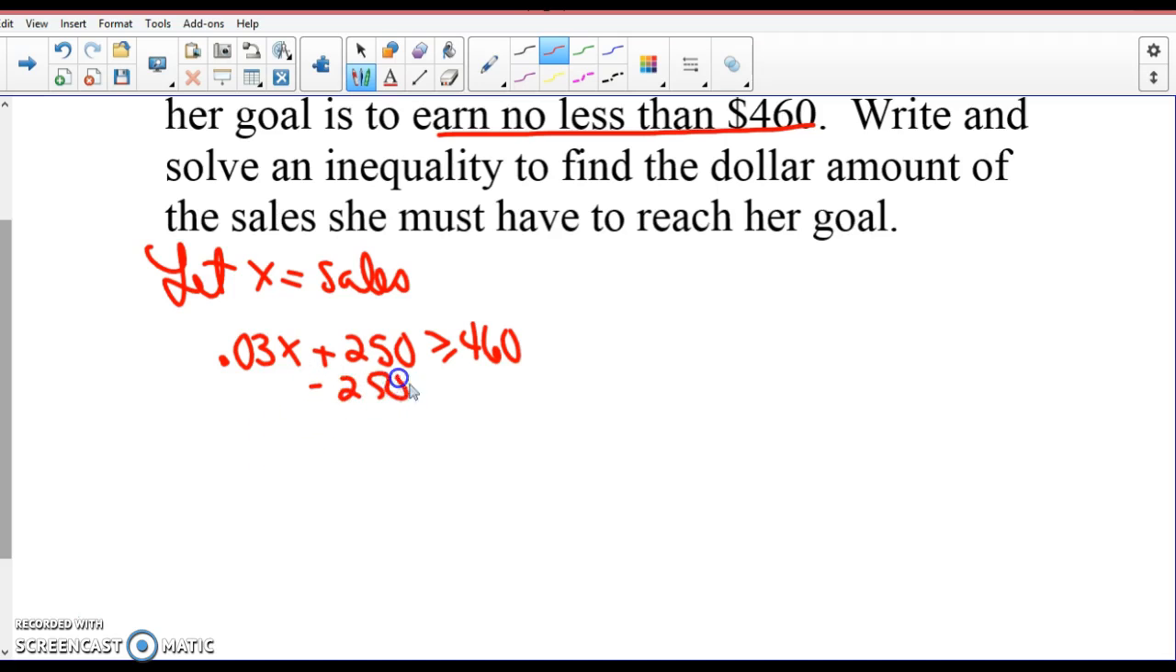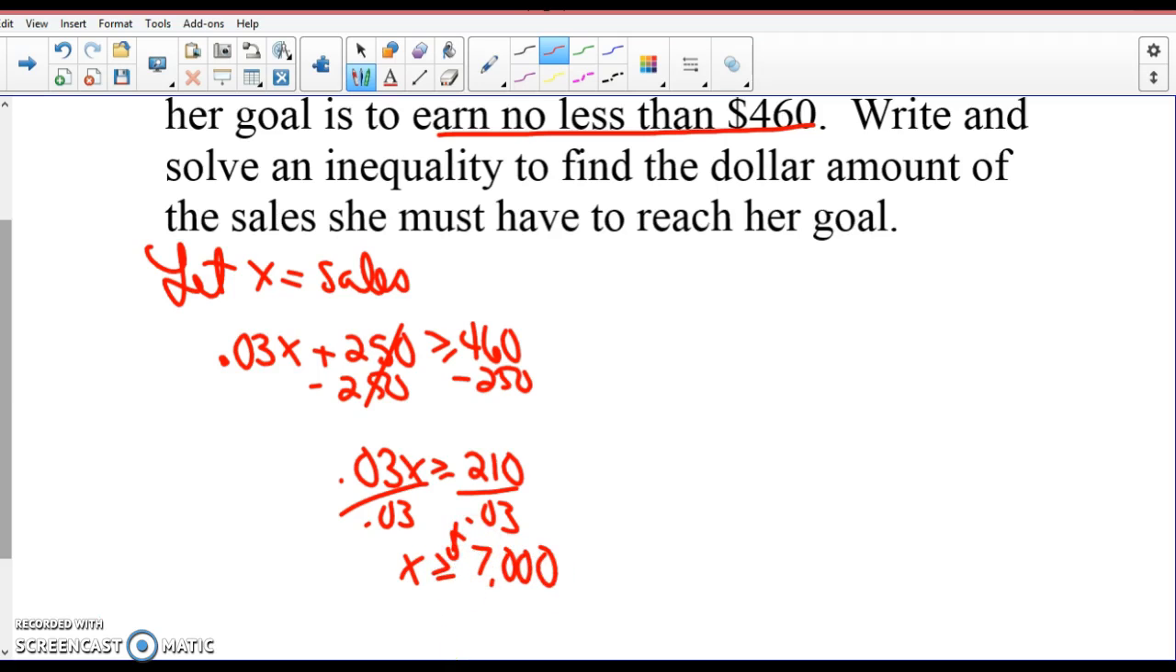Subtract 250 from both sides. If I were you, I would make sure I know how to do a problem like this. 0.03x is greater than or equal to what? 210 divided by 0.03. Do I switch my inequality? No, because I'm dividing by a positive. Greater than or equal to 210 divided by 0.03 is $7,000.